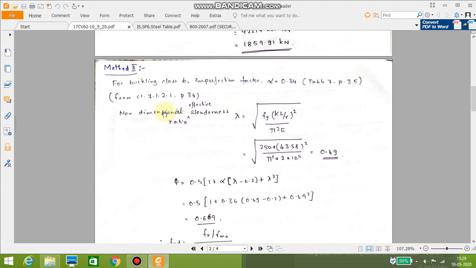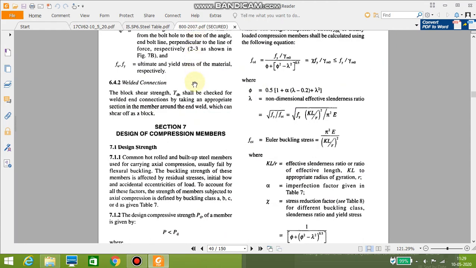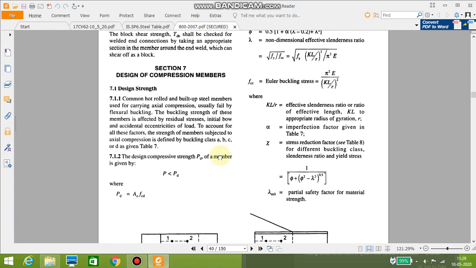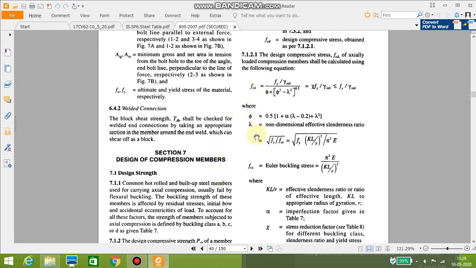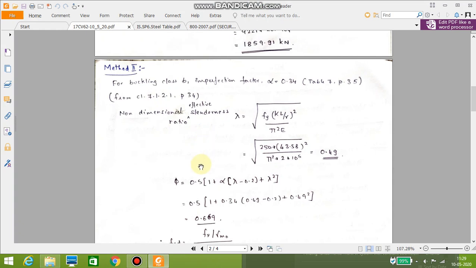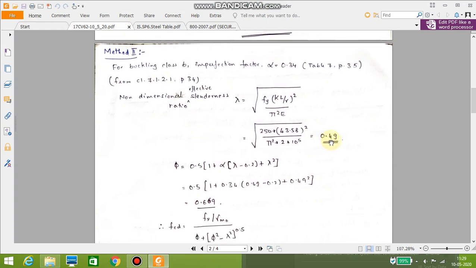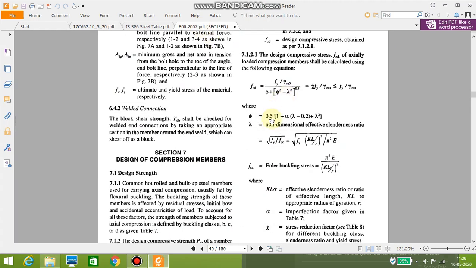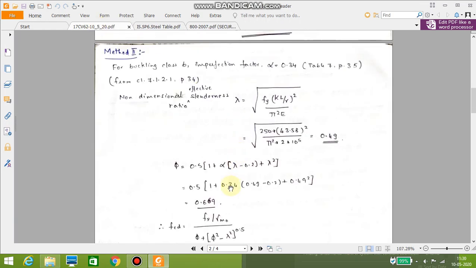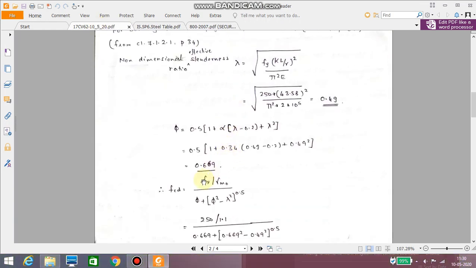So once we get the value of alpha, the non-dimensional effective slenderness ratio lambda, according to page number 34, clause 7.1.2.1, we can calculate lambda equal to square root of Fy into KL by R whole square divided by pi square into E. So upon substituting we get the value of lambda equal to 0.49. Let us calculate phi, which is also given in the same clause: 0.5 into 1 plus alpha into lambda minus 0.2 plus lambda square. So upon substituting we get the phi value as 0.669.